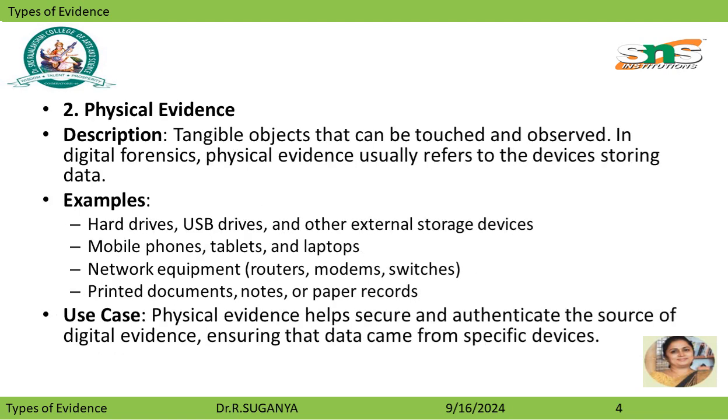Physical evidence. Description: tangible objects that can be touched and observed. In digital forensics, physical evidence usually refers to devices storing the data. Examples: hard drives, USB drives, and other external storage devices. Mobile phones, tablets, and laptops. Network equipments like routers, modems, switches. Printed documents, notes, or paper records. Use case: physical evidence helps secure and authenticate the source of digital evidence, ensuring that the data came from specific devices.